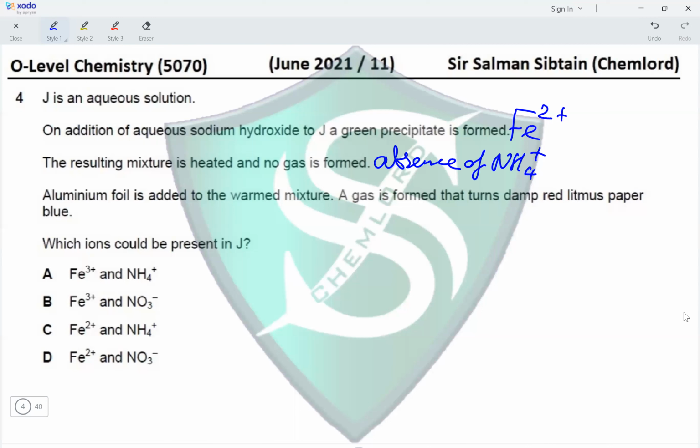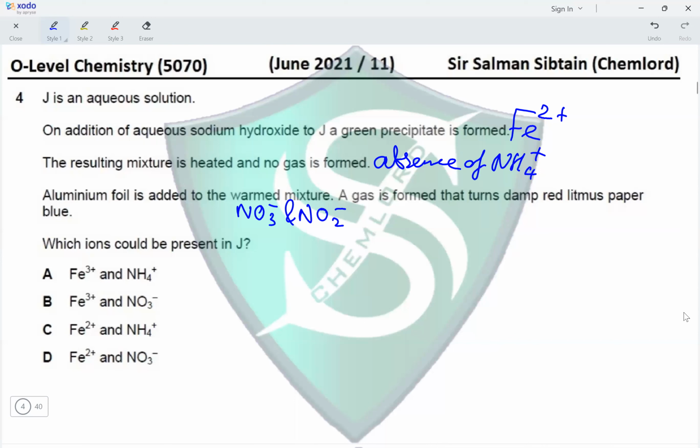And aluminum foil is added to the warm mixture. Now we have added sodium hydroxide, then we have warmed it, and we have added aluminum foil. A gas is formed that turns damp red litmus blue. This gas is ammonia, and ammonia is formed if our mixture contains nitrate or nitrite ions. NO3- is nitrate, NO2- is nitrite. So, which ions could be present in J?